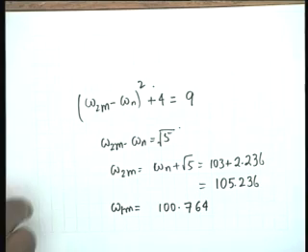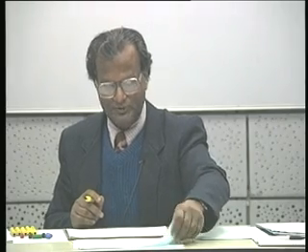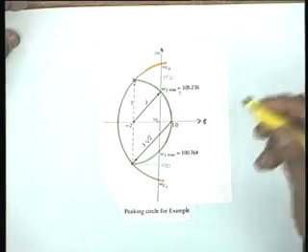Okay? These are the two frequencies of maxima. Now, we go back to the peaking circle. We have found omega 1 and omega 2. Then we look for the bandwidth.